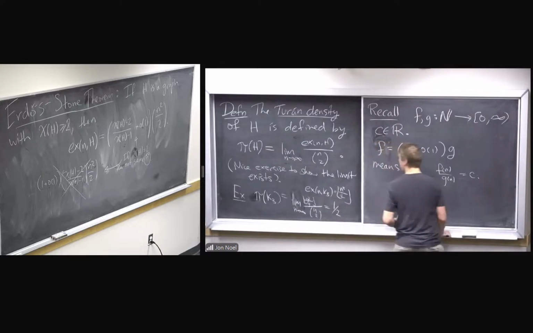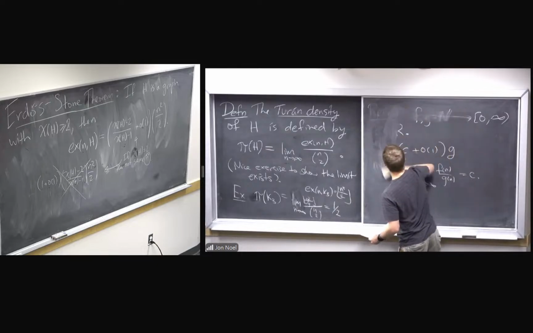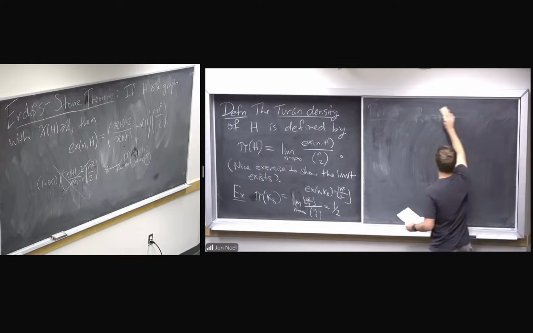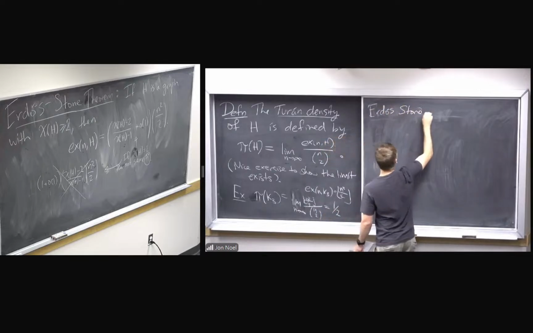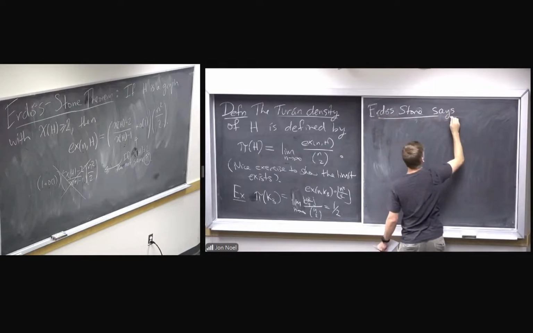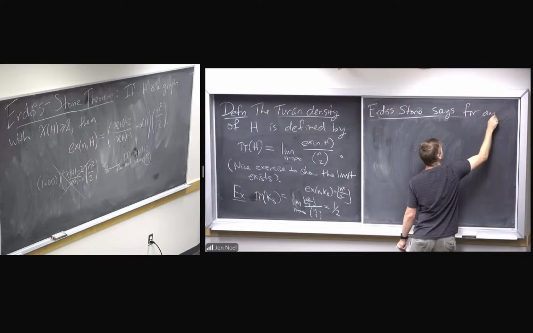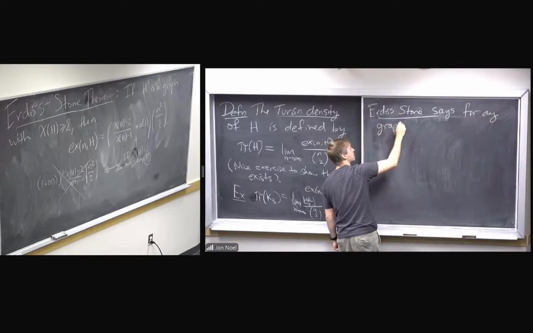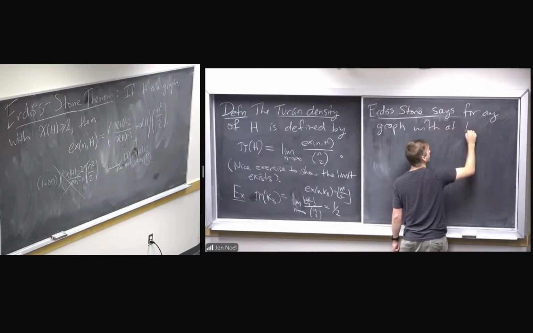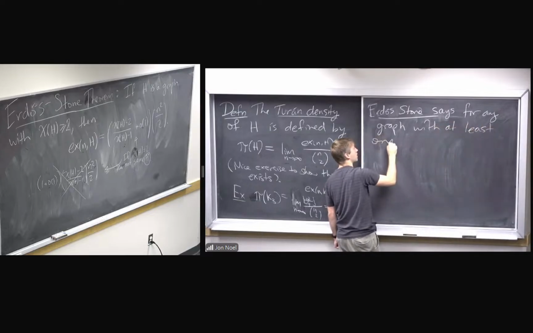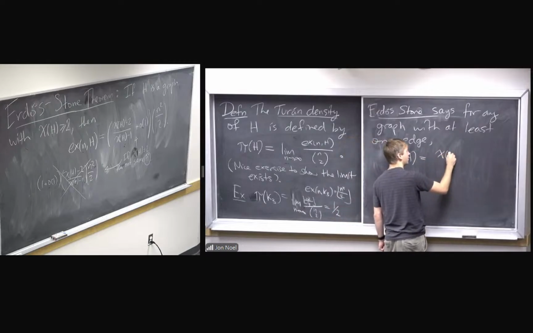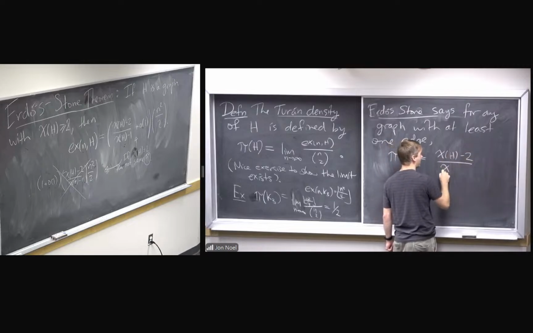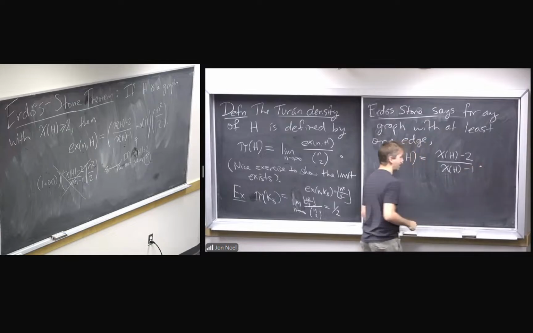So what the Erdős theorem is saying, the restatement, is that for any graph H with at least one edge, we can exactly compute this Turán density, and it's just going to be equal to chromatic number of H minus 2 over chromatic number of H minus 1.